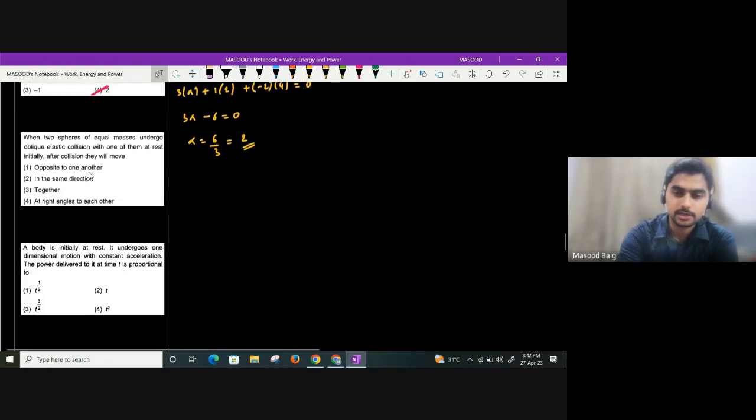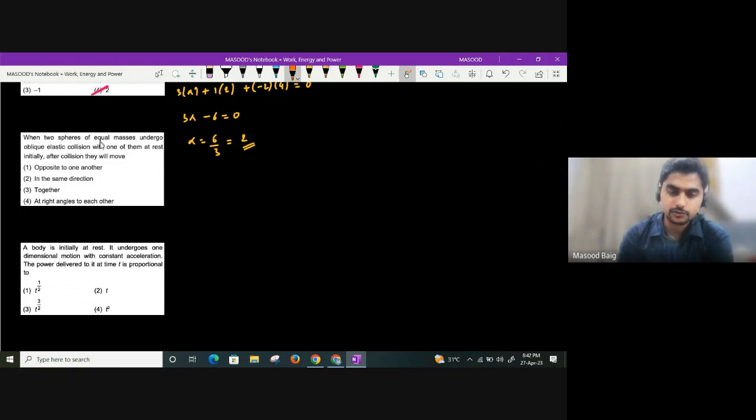But again, direct question, you see. I've told you this also yesterday. When two spheres of equal masses undergo oblique elastic collision with one of them at rest, right? After collision, how will they move? They will move at right angles to each other.